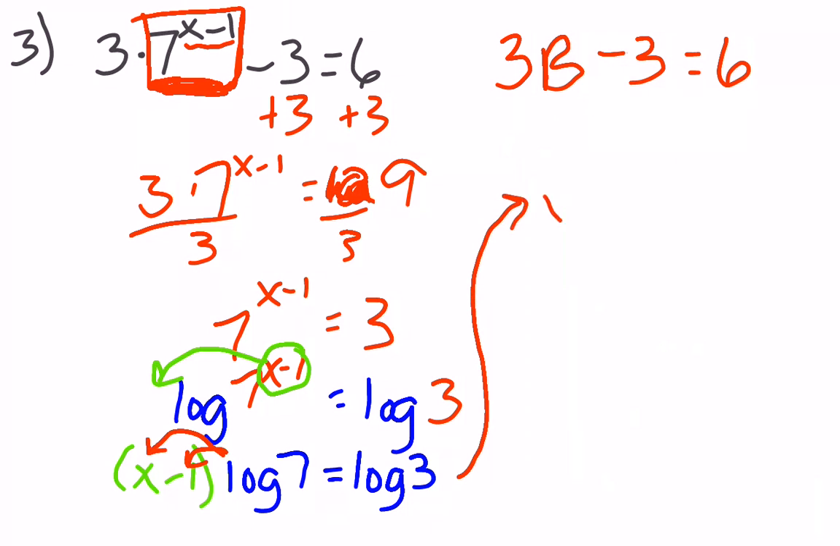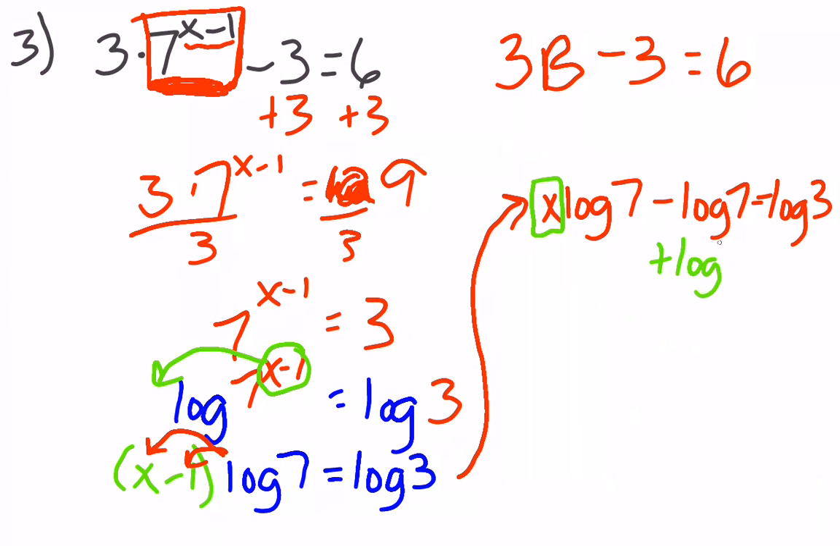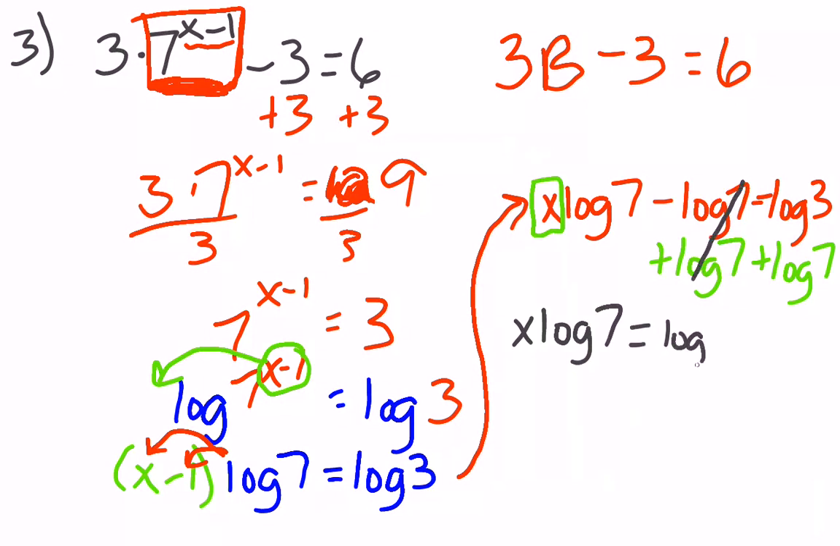So x log 7 minus log 7 equals log 3. Now, what you want to keep in mind is that log a number is just a number. So my only variable in this problem right now is this x. So it's really a two-step equation at this point. I'm going to add log 7 on both sides, and I'm just going to leave all of this in log form until the very end, and then I'll type it all in the calculator at once. So I have x log 7 equals, those canceled, and I have log 3 plus log 7.